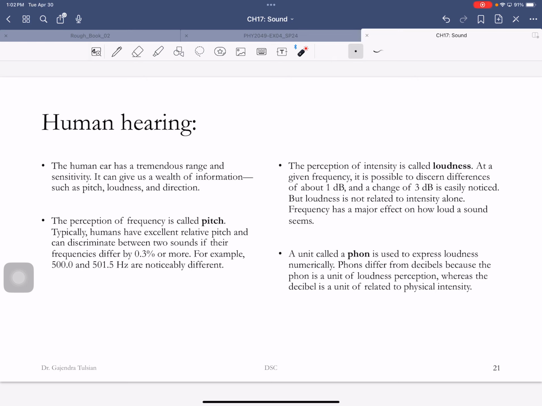So this instrument that you're born with, the detectors of sound, they're pretty amazing instruments. The perception of frequency is called pitch. Typically, humans have excellent relative pitch and can discriminate between two sounds if their frequencies differ by 0.3%. So you can tell the difference between 500 hertz and 501.5 hertz. The perception of intensity is called loudness, and you can discern differences of about 1 decibel, and a change of 3 decibels is easily noted.